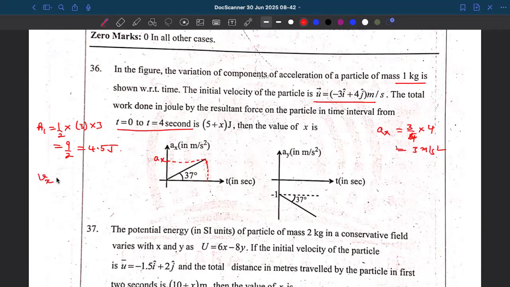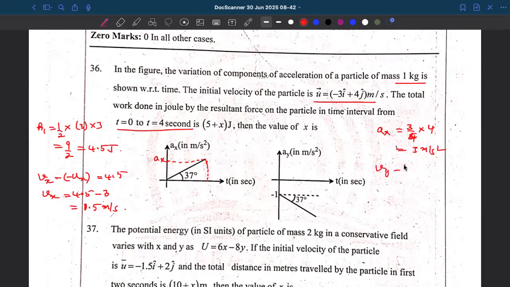We found the change in Vx. Vx minus Ux is 4.5. Vx is 4.5 minus Ux, which gives 1.5 meter per second.